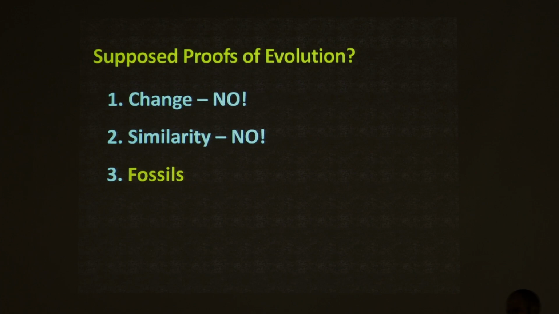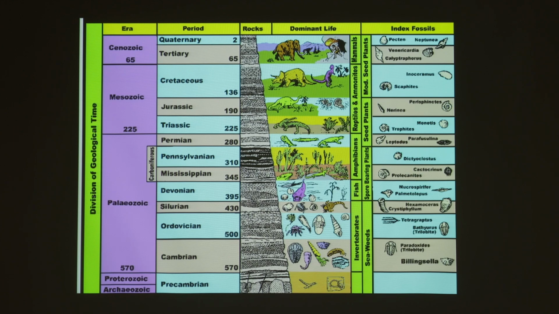What about fossils? Fossils can be kind of interesting. So here's a chart of the different rock layers starting at the top, going down, and the different ages given for.